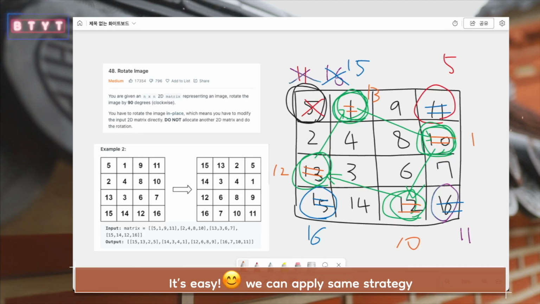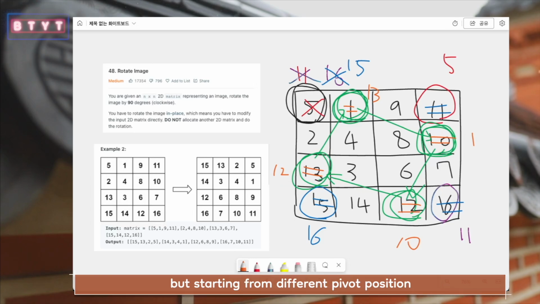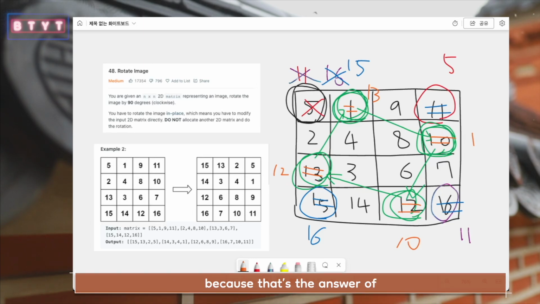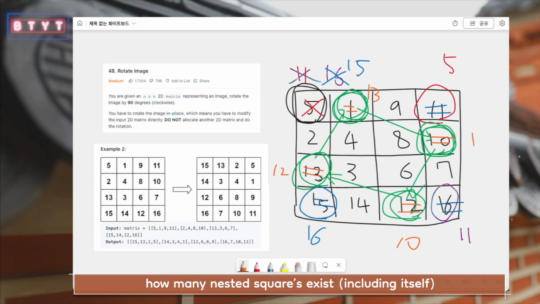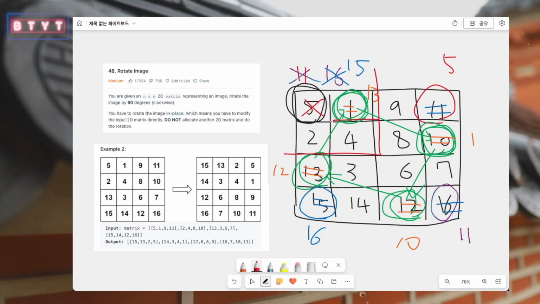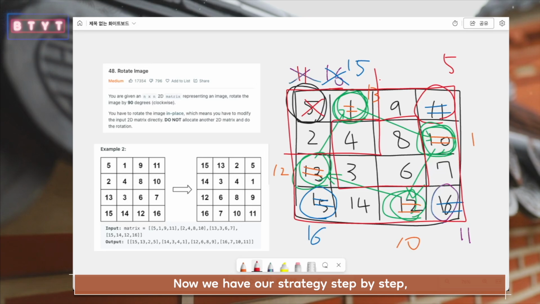It's easy. We can apply the same strategy but starting from a different pivot position. Okay, then how many times? We can only do that the outer square's radius times, because that's the answer to how many nested squares exist. Now we have our strategy step by step.